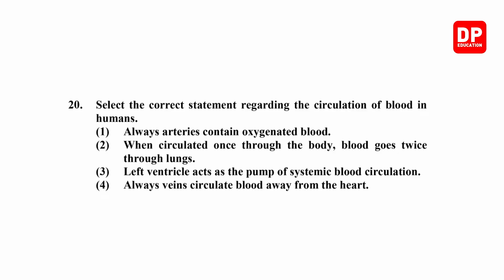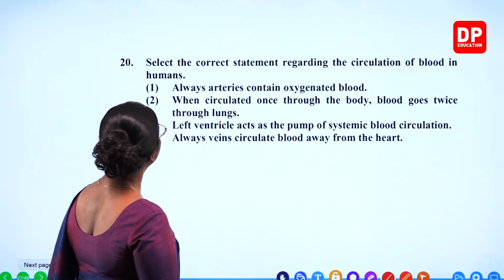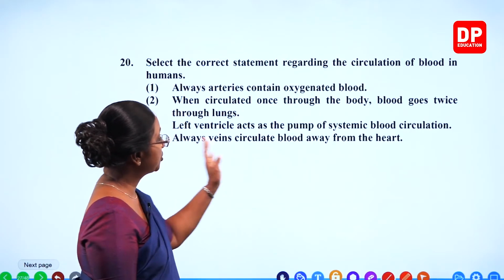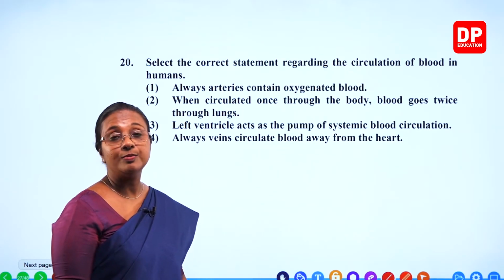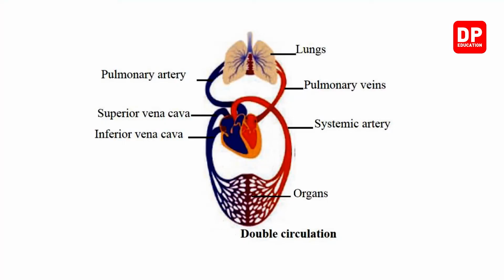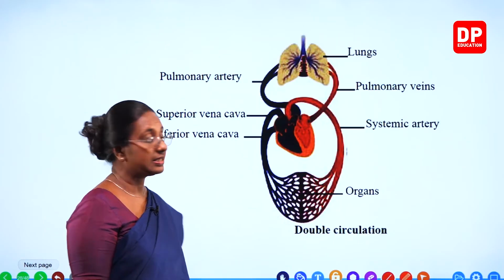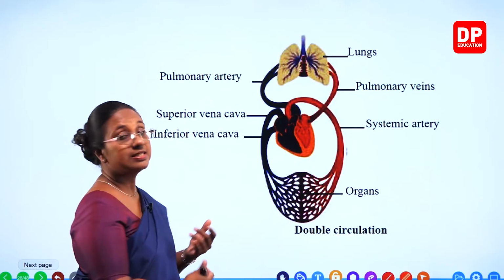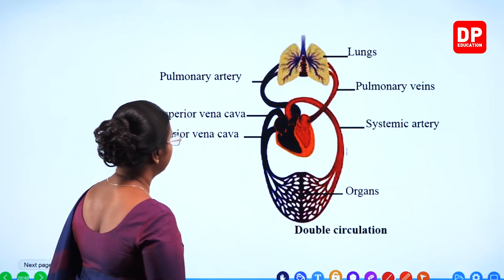Question number 20. Select the correct statement regarding the circulation of blood in humans. So, to answer this question, first I'll explain the human circulatory system in the next slide. Here I have put the circulatory system diagram, double circulation. We will try to understand why we call it the double circulation.